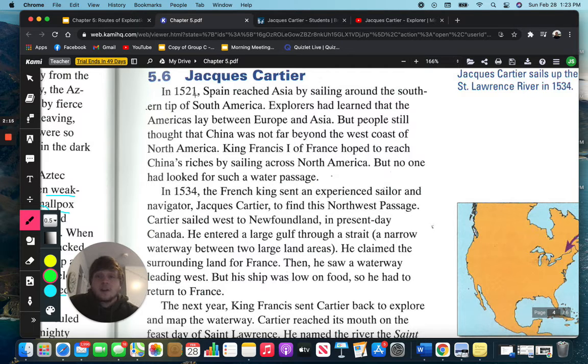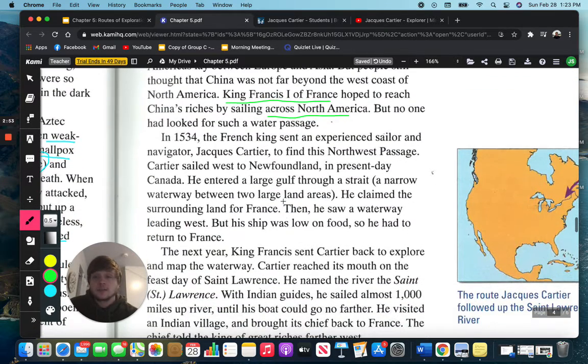In 1521, Spain reached Asia by sailing around the southern tip of South America. Explorers had learned that the Americas lay between Europe and Asia, but people still thought that China was not far beyond the west coast of North America. So King Francis, the first of France, hoped to reach China's riches by sailing across North America, but no one had looked for such a water passage, okay? And it's important to keep in mind King Francis here, and that he was from France.